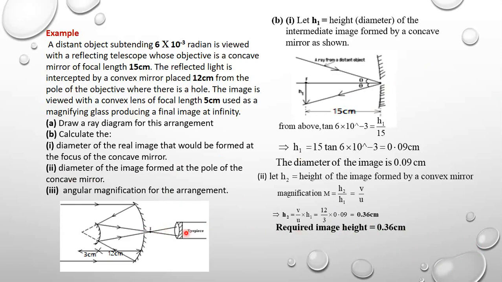Let us also look at the angular magnification for the arrangement. We shall just use the formula. We know that the formula for angular magnification is given by f0 over fe, where f0 is the focal length of the objective, which is 15, and fe is the focal length of the eyepiece, which is 5. So we shall have 15 divided by 5, which will give us 3. So the angular magnification of this arrangement is 3.